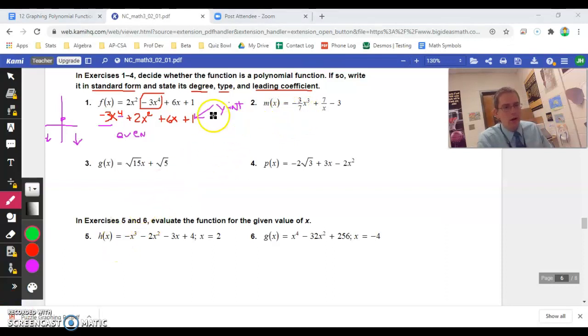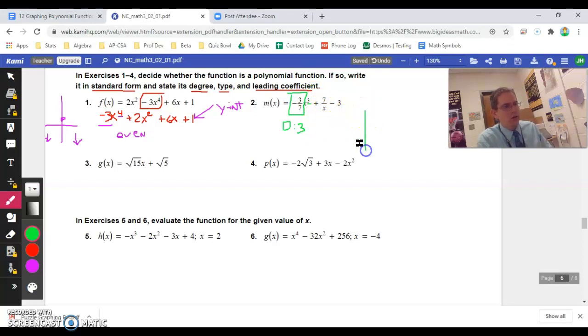Okay, number 2 is already in standard form. There was no need to rewrite it. And when I go for my answers, this is a degree of 3, so my degree is 3. My leading coefficient is this number in front. It would have been my negative 3/7. It would be the entire fraction as my leading coefficient, and this is an odd function.